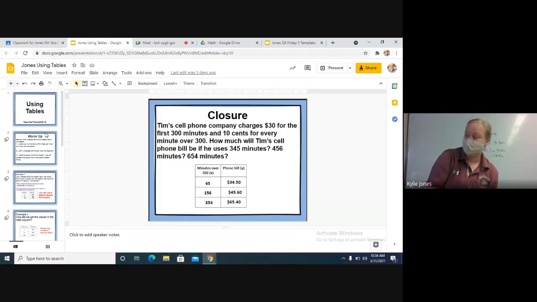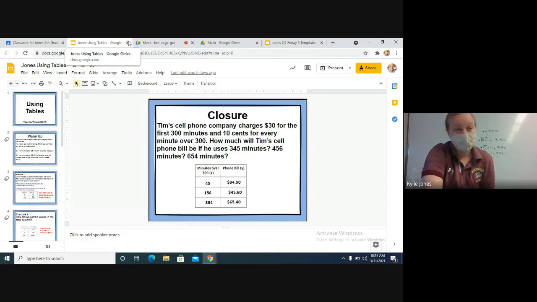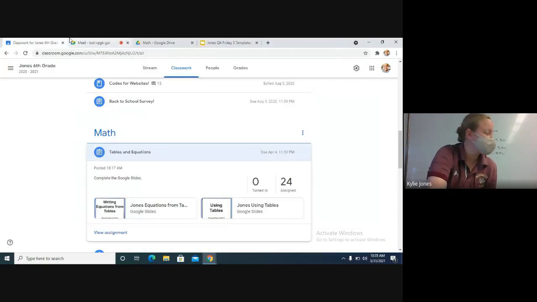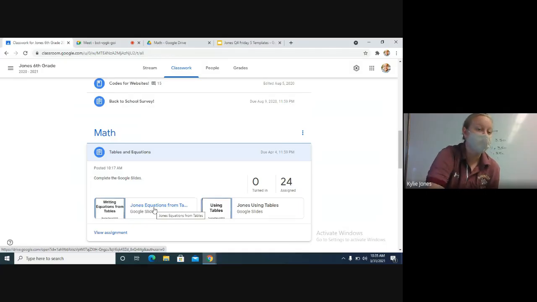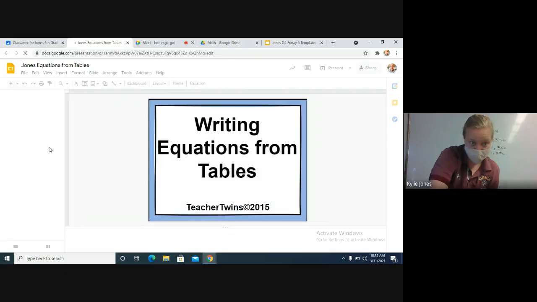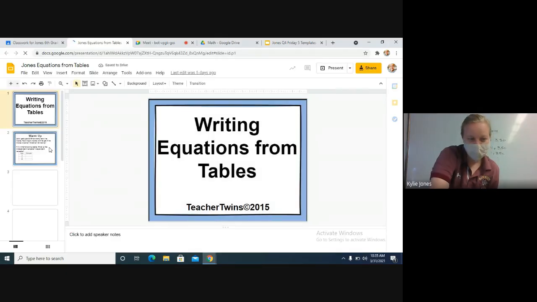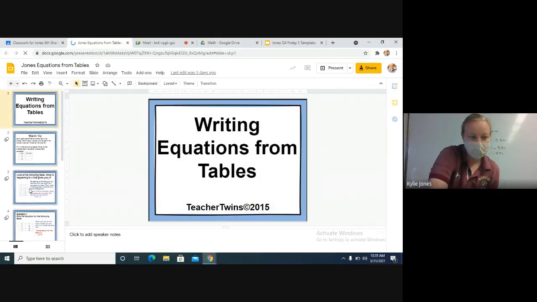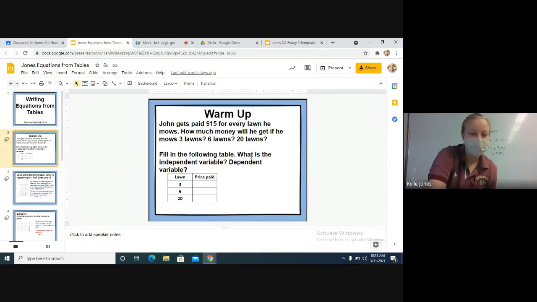Okay, let's go ahead and look at the other Google Slides that they gave us. So this was practice and notes. There wasn't any practice on it, I guess. Let's open the writing equations from tables and talk about how to. There's work to do on this one? But you'd have to write what the dependent variable is. Okay. So let's start with the warm-up though and talk about the warm-up a little bit.